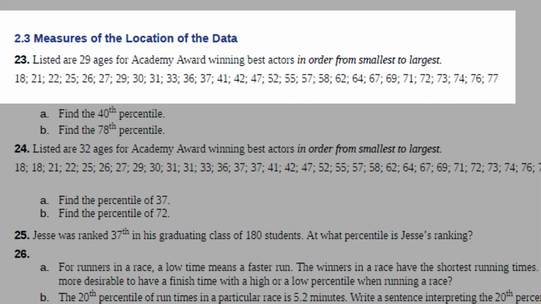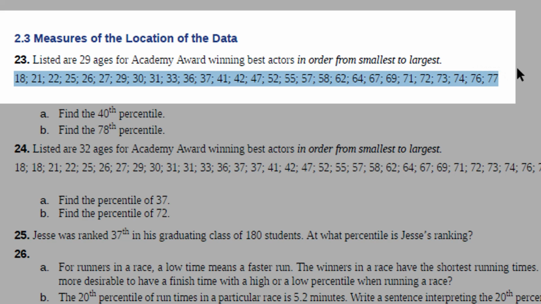All right. Now we're going to look at just entering some data and calculating some summary statistics. So what I have here, I have some data. I'm not going to actually find these percentiles, but instead I'm going to just get some summary statistics. So we've got data separated by semicolons, the ages of Academy Award-winning best actors.